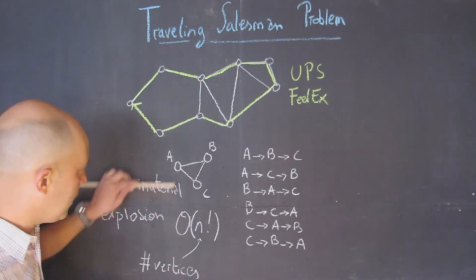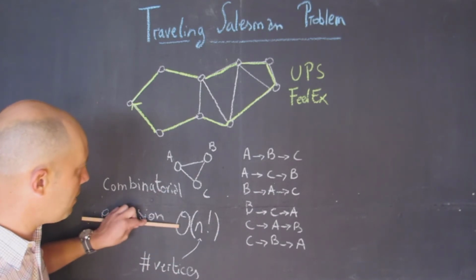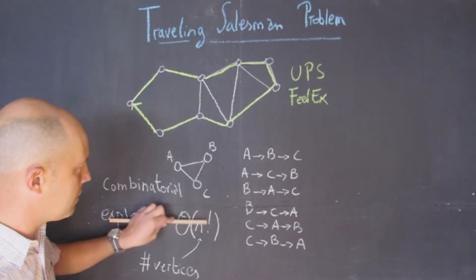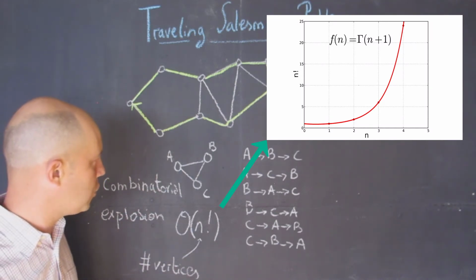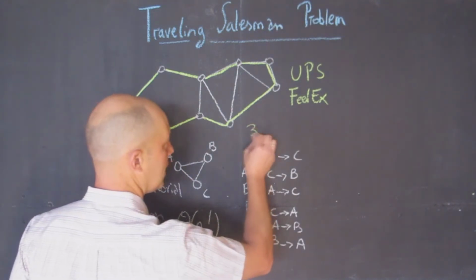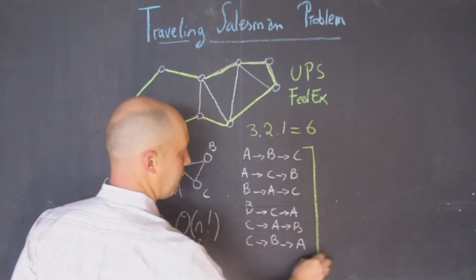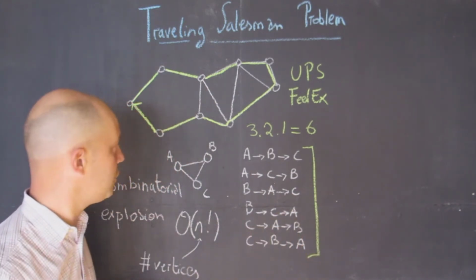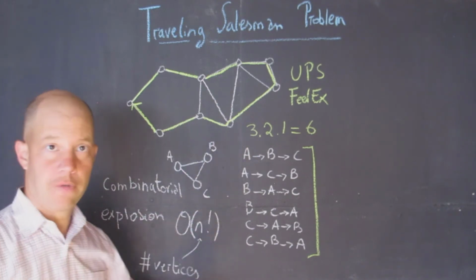But if you do not know where you start and where you end, then you have essentially a problem of the order of n factorial, and that of course leads to a lot of combinations. So for this example, we would have 3 times 2 times 1, which is equal to 6 different possibilities, as you see right here. I'm going to now show you the formulation for this problem.